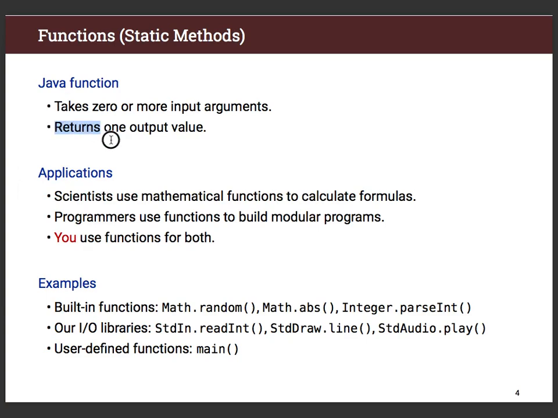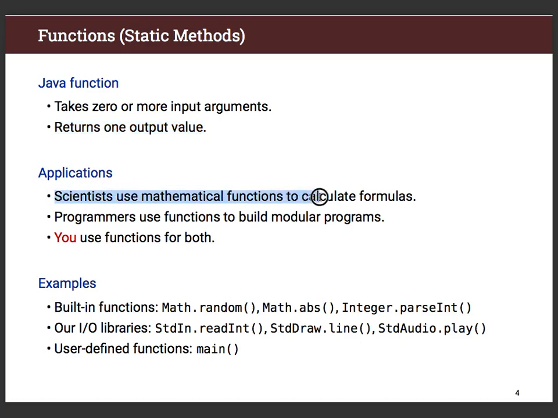In Java, we are going to return 1 output value, although as soon as we learn how to write functions, we're going to break that rule. In fact, we've already broken it many, many times. You have already broken it many, many times. Why do we want functions?